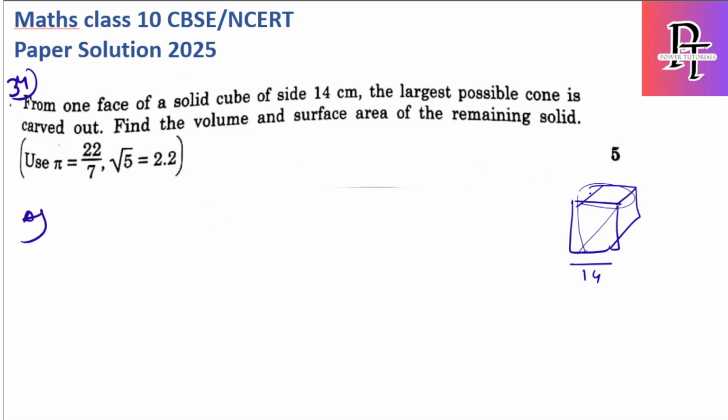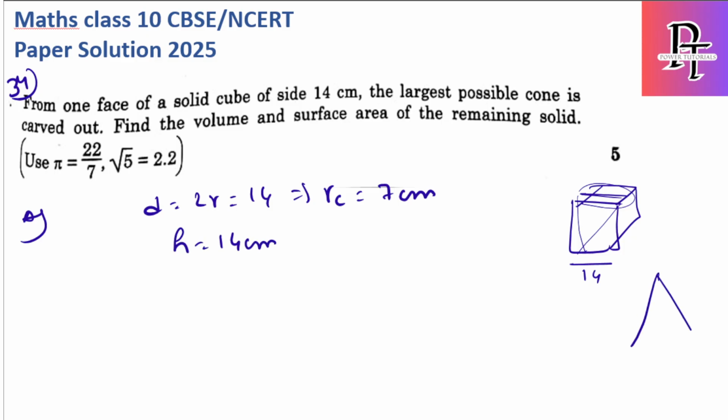So I can say that the diameter of cone D is equal to 2r, which is nothing but 14. Therefore radius of cone is equal to 7 centimeters. And height of cone is equal to 14 centimeters. So if you ask about slant height, it is something like this. We have here, this is 7, this is 14. So slant height L is equal to root of 14 square plus 7 square.